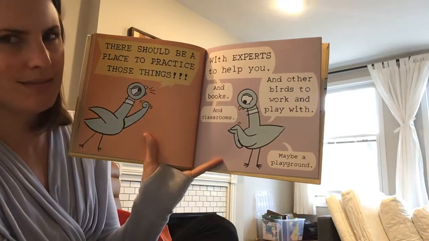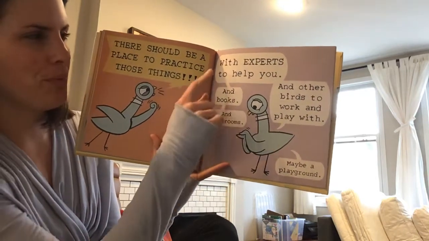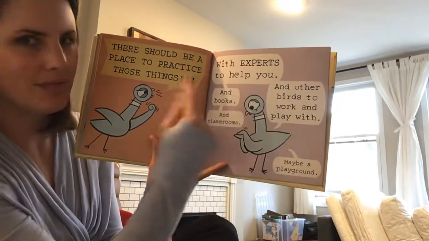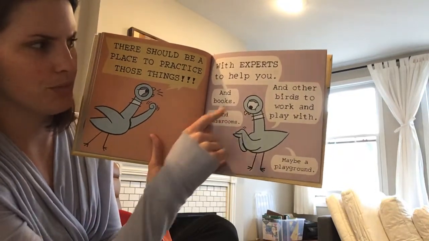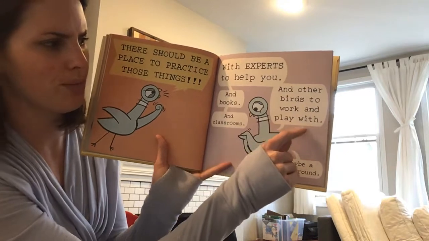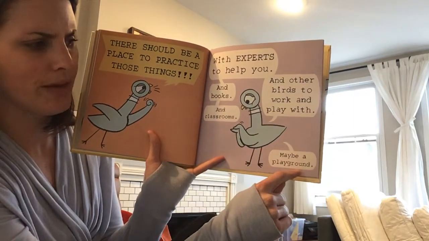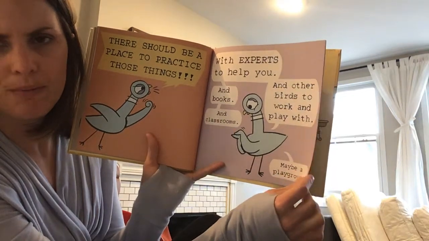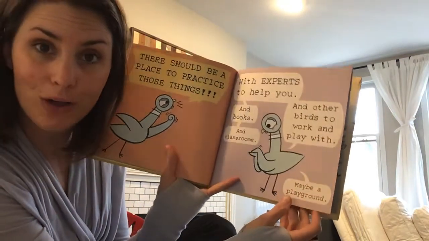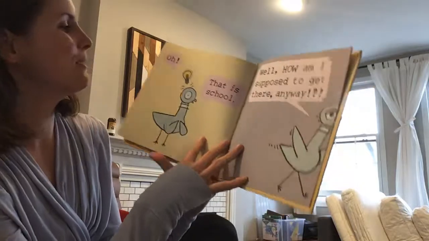Wait a second. What is he saying? With experts to help you, that's teachers, and books and classrooms and other birds to work with and play with. Maybe a playground. What's he talking about in this picture? What can you tell? He's talking about school.